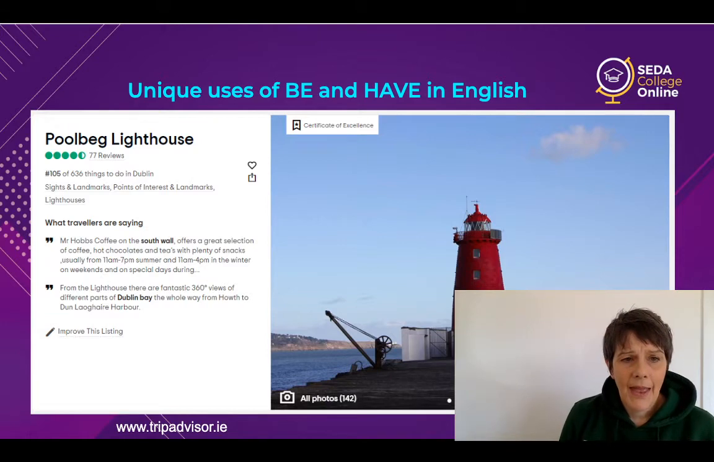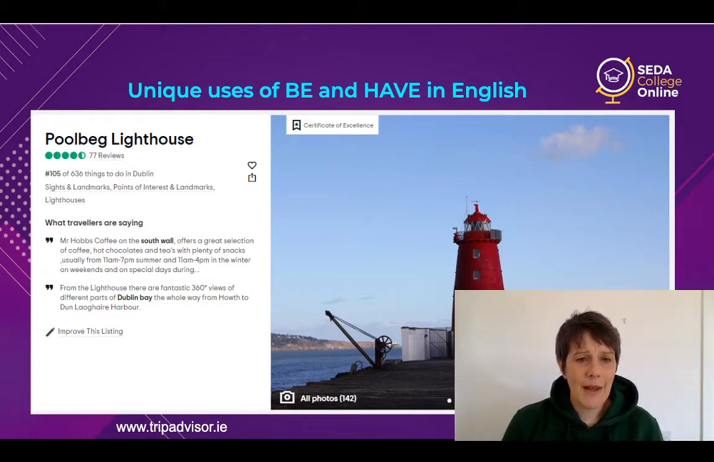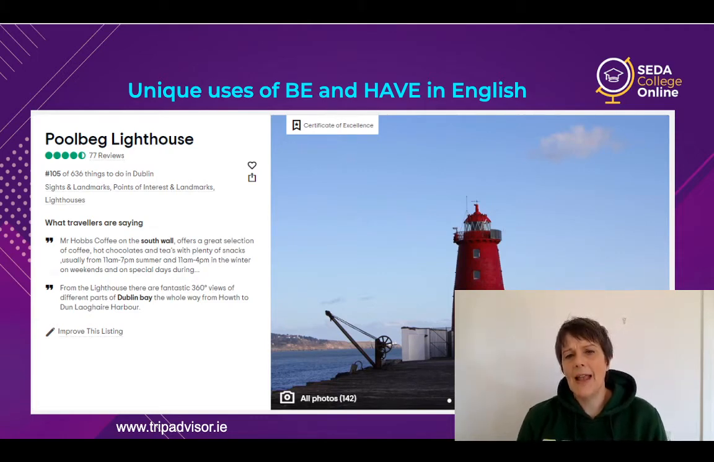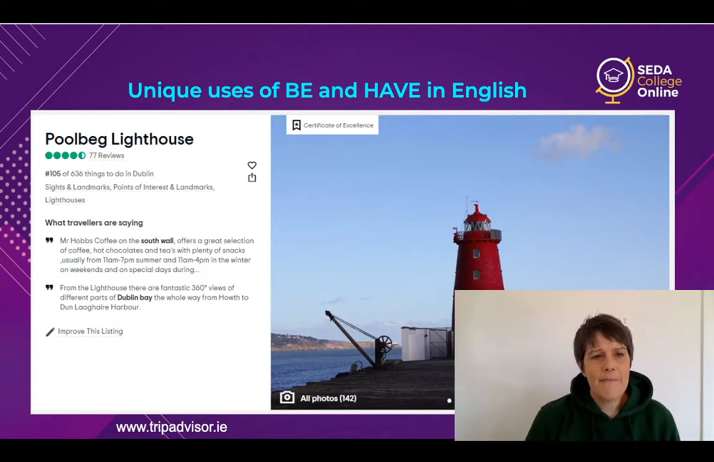So we have here from the lighthouse, there are fantastic 360-degree views of different parts of Dublin Bay, the whole way from Howth to Dunleary Harbour. So from the lighthouse, there are fantastic 360-degree views. We don't say the lighthouse has 360-degree views. It's not that it's wrong, but it's just not what we say.